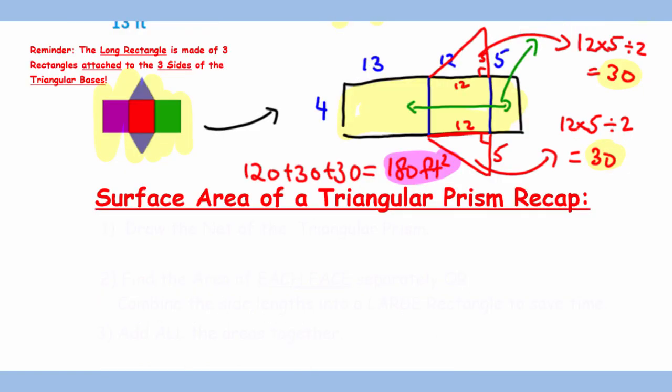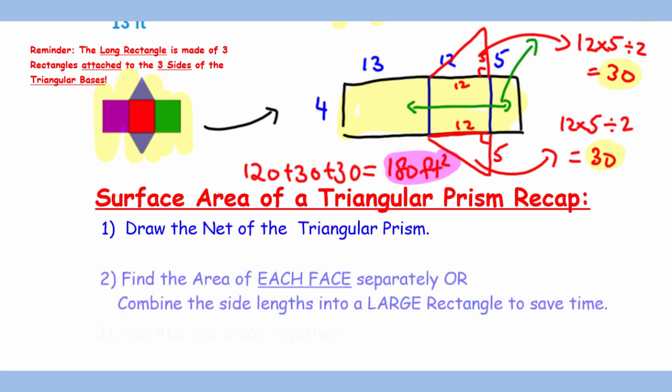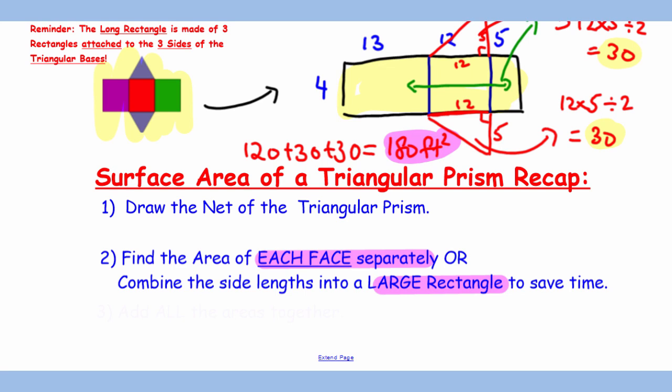To recap, to solve the surface area of a triangular prism, we should first draw the net of the prism, followed by finding the area of each face separately, or combine the side lengths into a large rectangle to save time. And of course, the last step is to add all the areas together to get the final answer. Okay, that's it for the lesson.